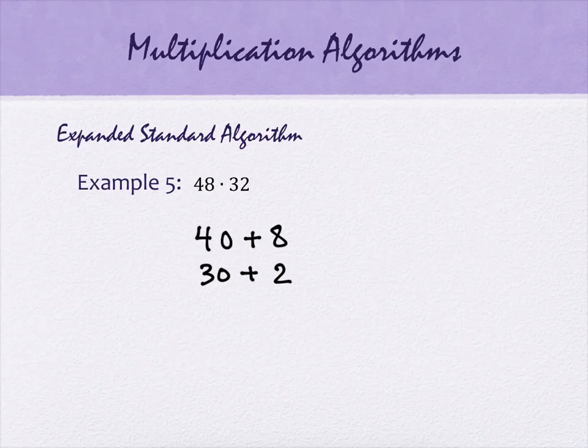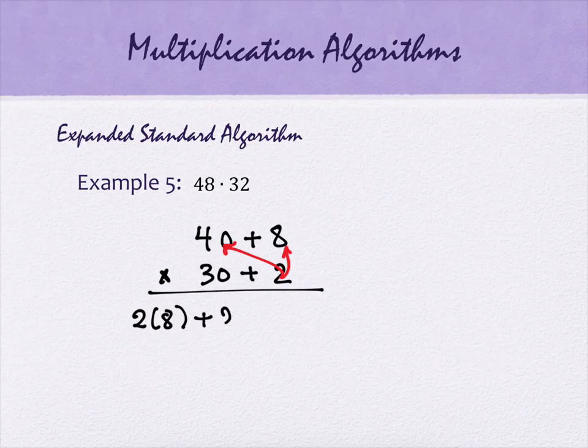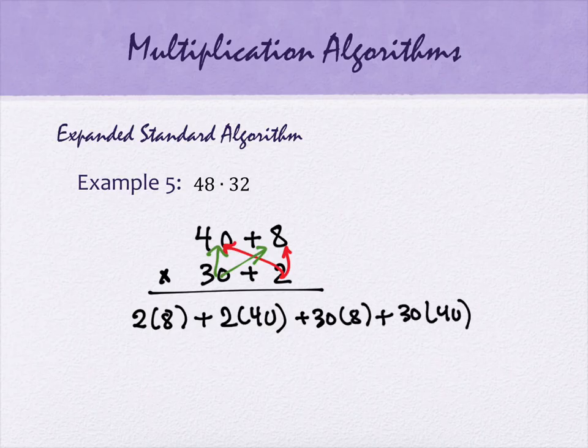Okay, good. Now, we are going to multiply them now, not add or subtract. And the way that we multiply is we multiply them piece by piece. So I'll take my 2 times my 8 and my 2 times my 40. So 2 times 8 plus 2 times 40. And then I'll take my 30 times 8 and my 30 times 40. And you can go in any order, doesn't matter. Plus I have 30 times 8 and 30 times 40.